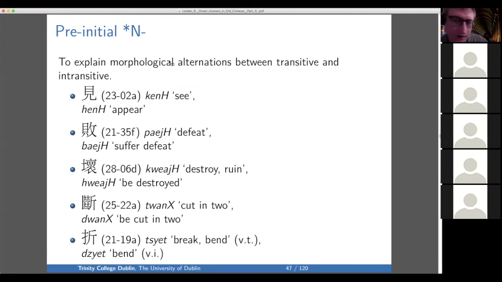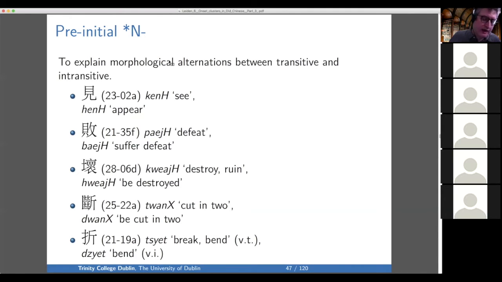And now, on to pre-initial capital N. And in some ways, this is both the simplest and the most controversial. Maybe actually it's most controversial because it's the simplest, because then it means everyone can understand what we're arguing about. There are alternations in Middle Chinese, attested in Middle Chinese, between transitive and intransitive verbs. Generally speaking, all the examples on this slide are written with the same character, but they're not always written with the same character. That's a kind of a question of history.